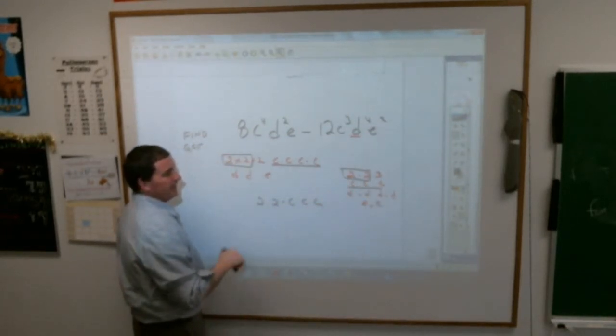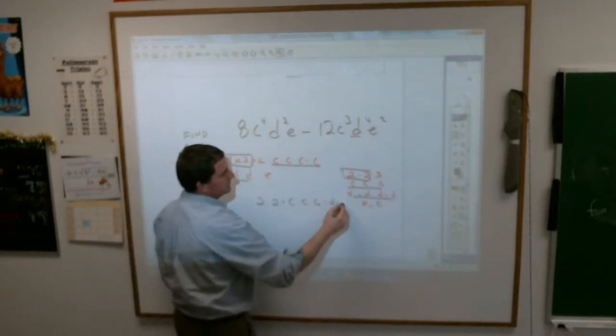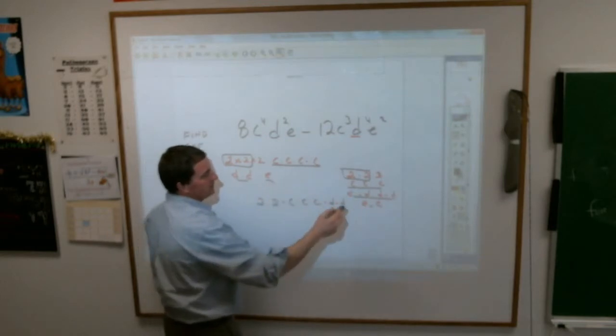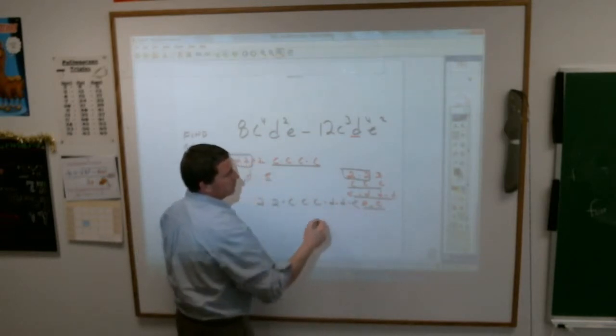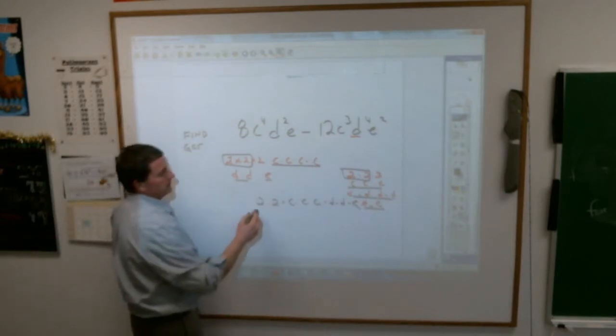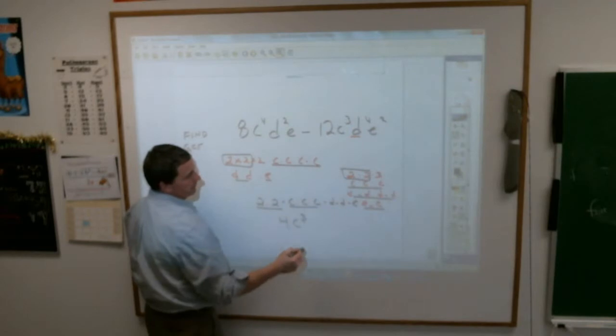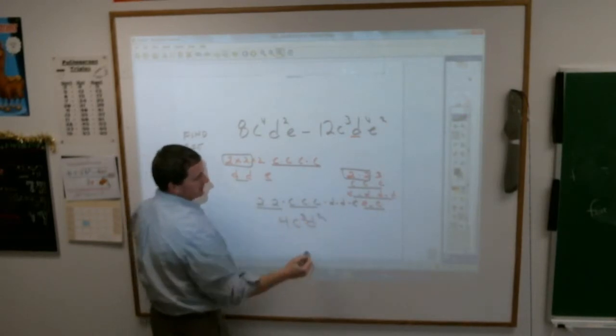How many D's do they have in common? This has 2, that has 4, so 2. And how many E's do they have in common? Just 1. So your greatest common factor is 2 times 2, which is 4, C to the third, D to the second, E.